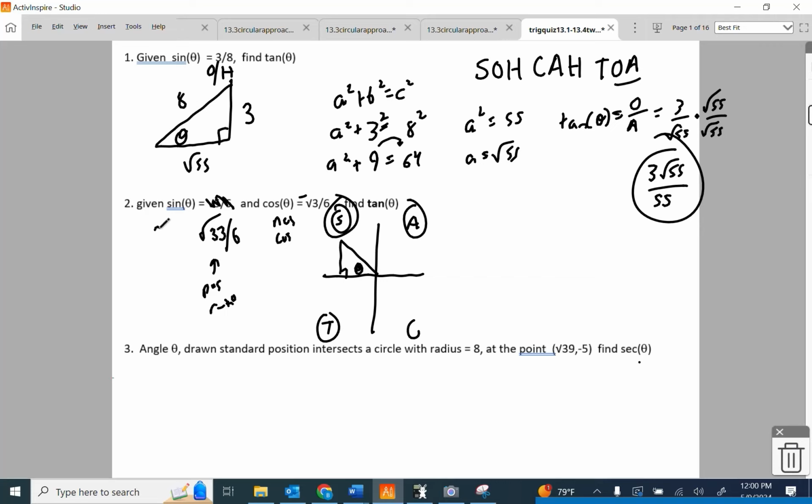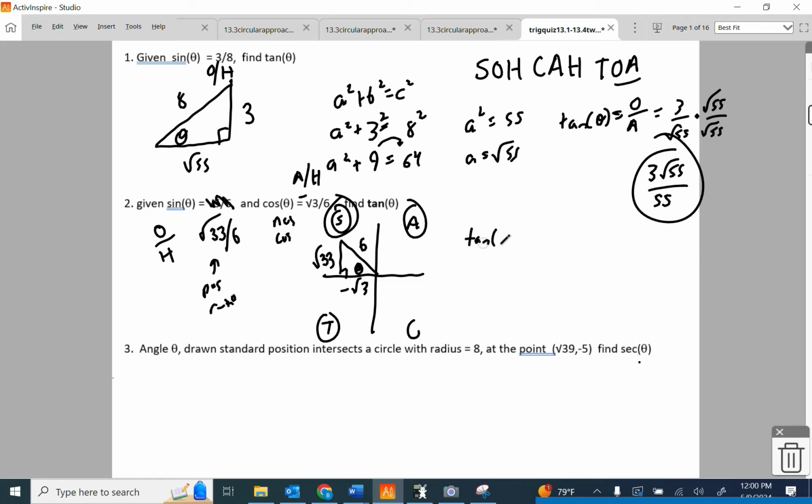Now the sine ratio is opposite over hypotenuse. So opposite is a root 33 and the hypotenuse is 6. And the cosine ratio is adjacent over hypotenuse. So adjacent is a negative root 3. I did this to draw my triangle.